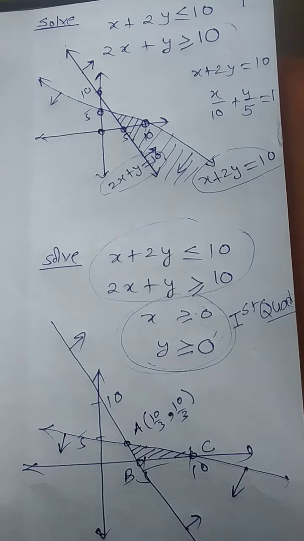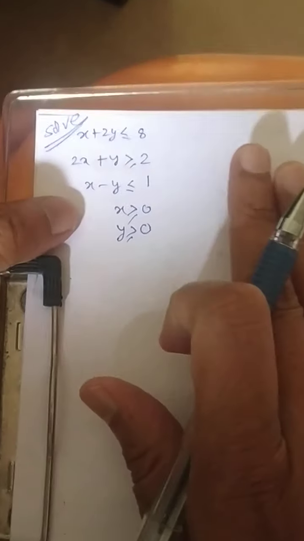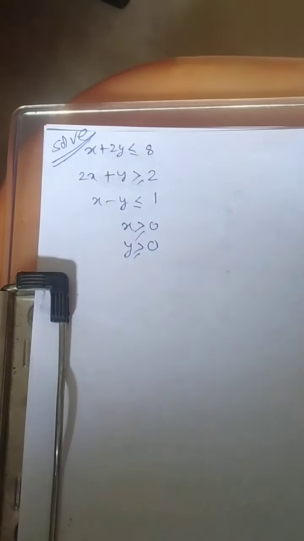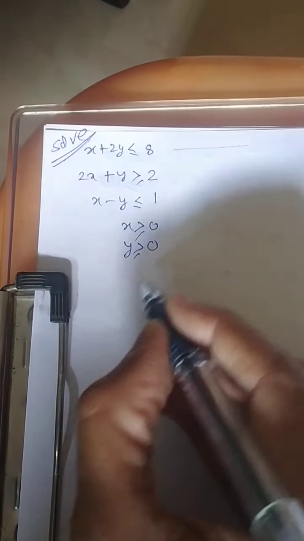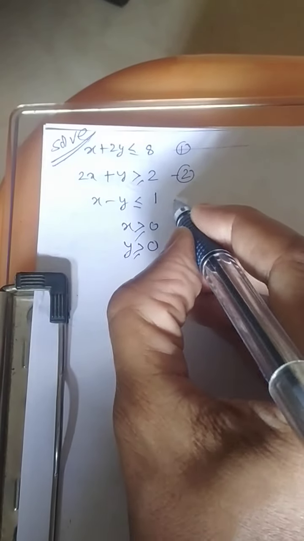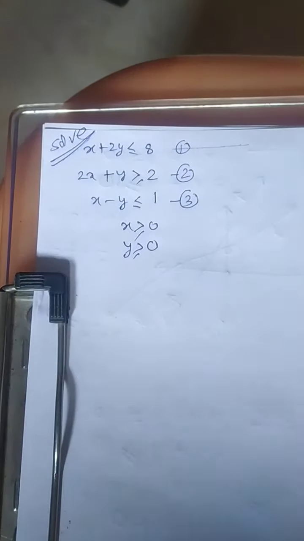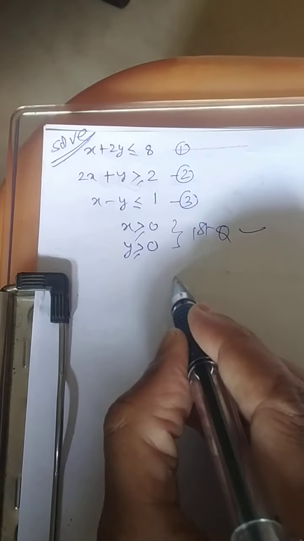Okay, a few more questions we will discuss now. Now solve graphically. Now you know how to convert the question into intercept form. This part you have to work out now. I am just calling this 1. Write all equations in equal to form, 1, 2 and 3. Its meaning is the first quadrant. No need of looking at that also.